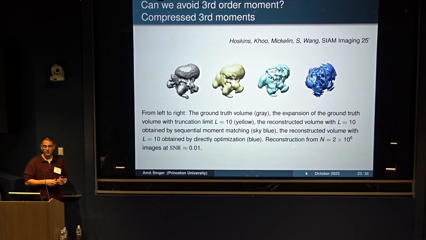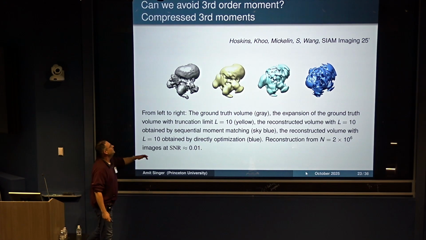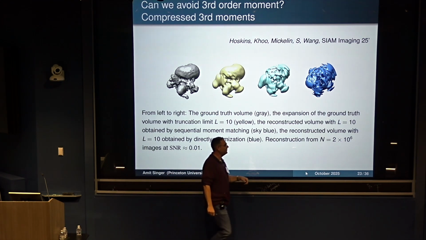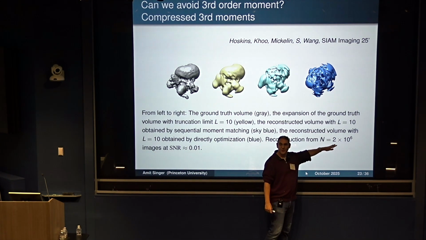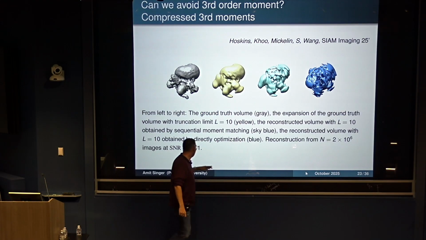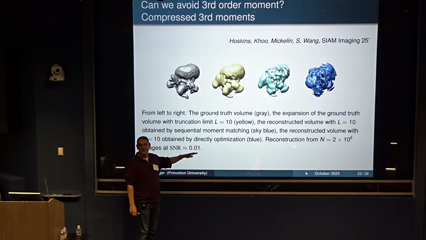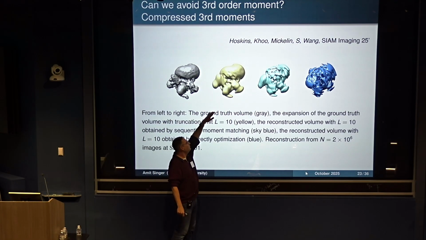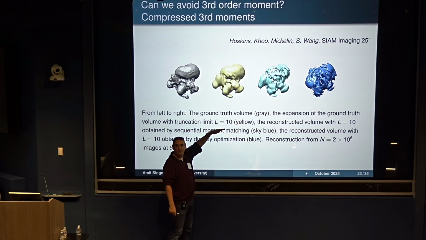Another approach is just to compress the third order moment. Here I show you results with lots of simulated images. We used 2 million projection images, but they are very, very noisy. The SNR is 0.01. With this simulated data, that was the ground truth structure, just a low resolution version of it when we projected it to only the first 10 spherical harmonics, spherical harmonics up to order 10.